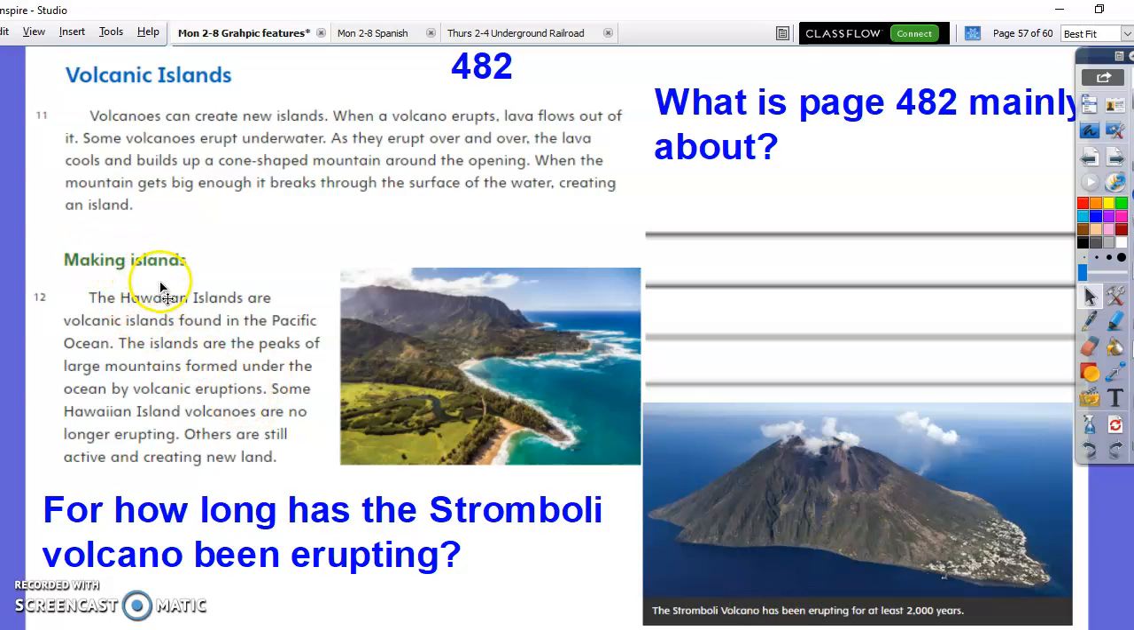Making islands. The Hawaiian Islands are volcanic islands found in the Pacific Ocean. The islands are the peaks of large mountains formed under the ocean by volcanic eruptions. Some Hawaiian island volcanoes are no longer erupting. Others are still active and creating new land. What is page 482 mainly about? Remember, looking at the titles can help. For how long has the Stromboli volcano been erupting?